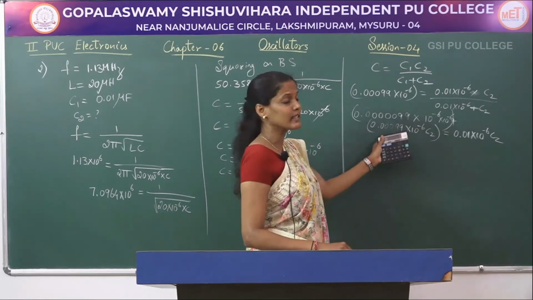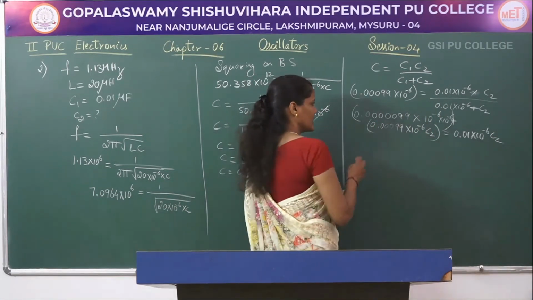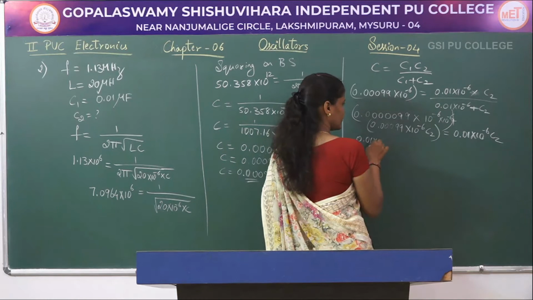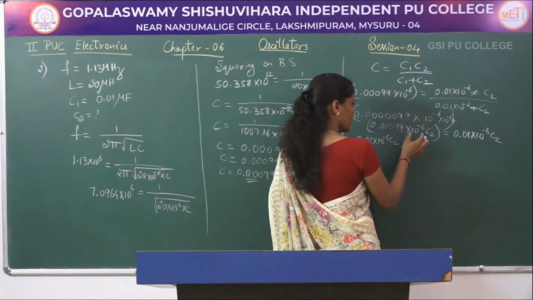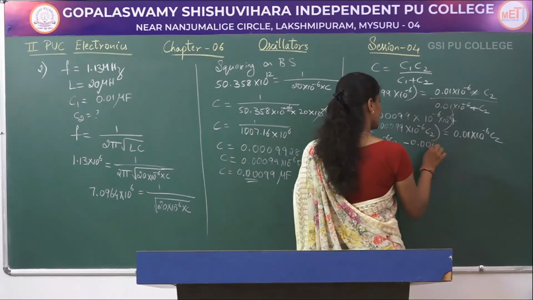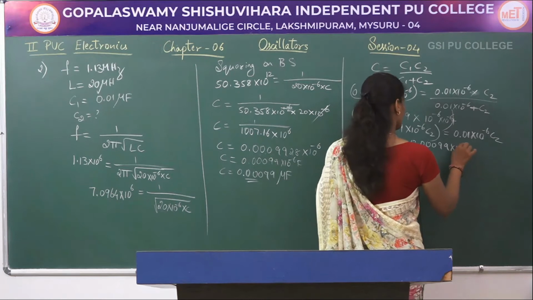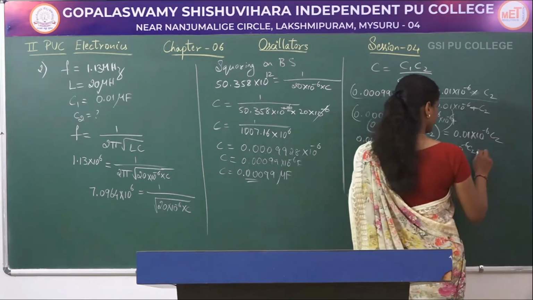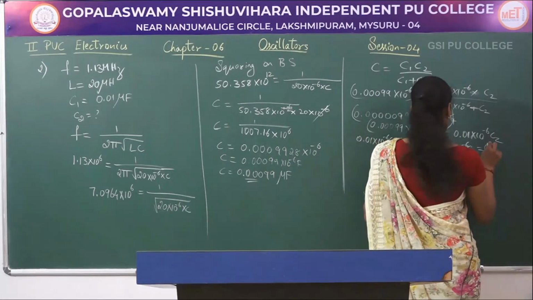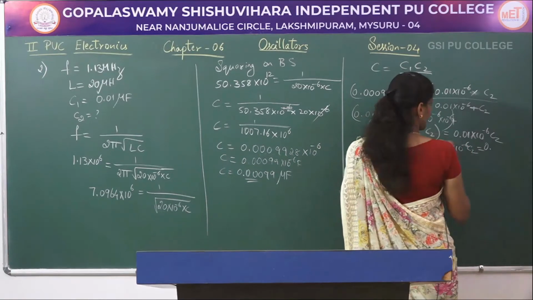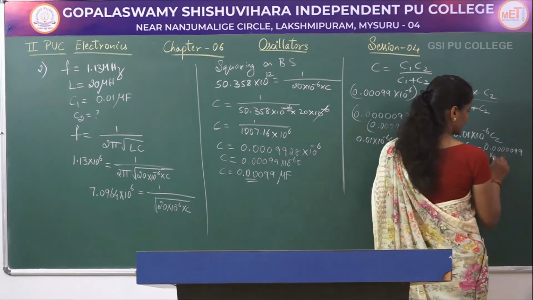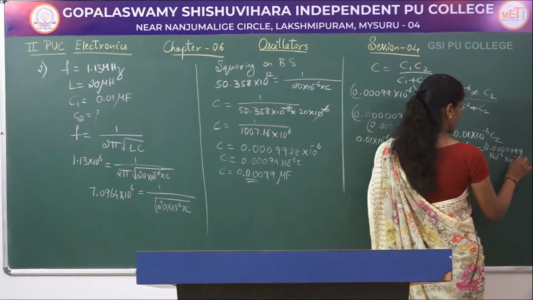Now let us take this C2 terms on one side. So 0.01 into 10 to the power of minus 6 C2 minus, let me take this to the other side, 0.00099 into 10 to the power of minus 6 C2 is equal to, this term will be retained as it is, that is 0.5099 into 10 to the power of minus 6 into 10 to the power of minus 6.